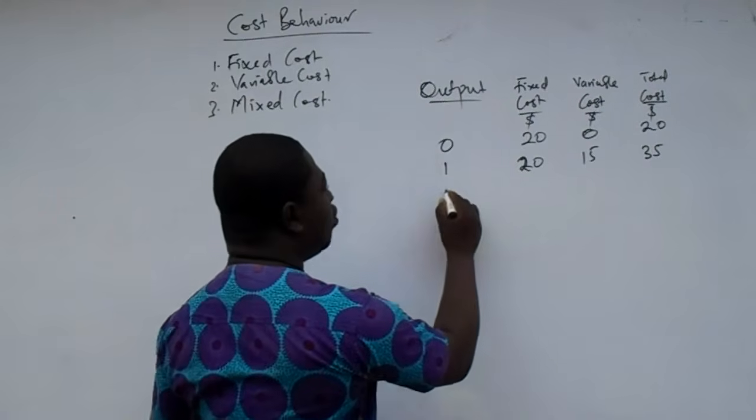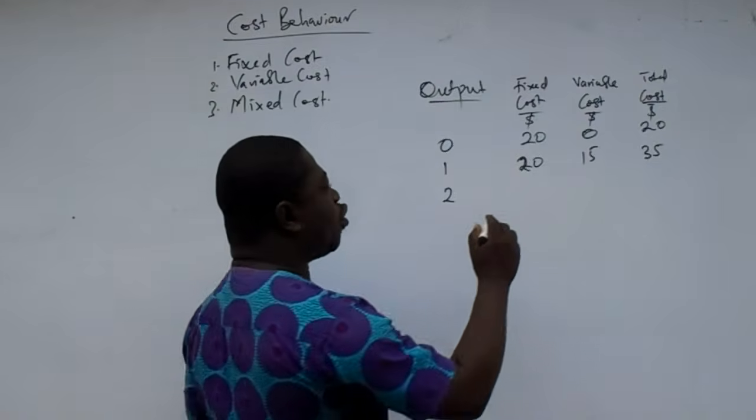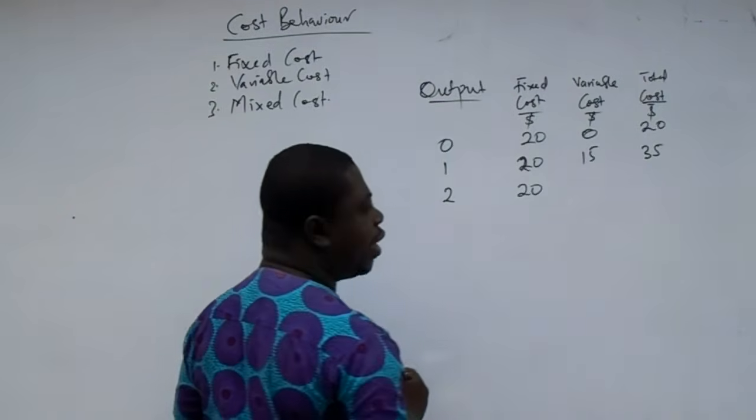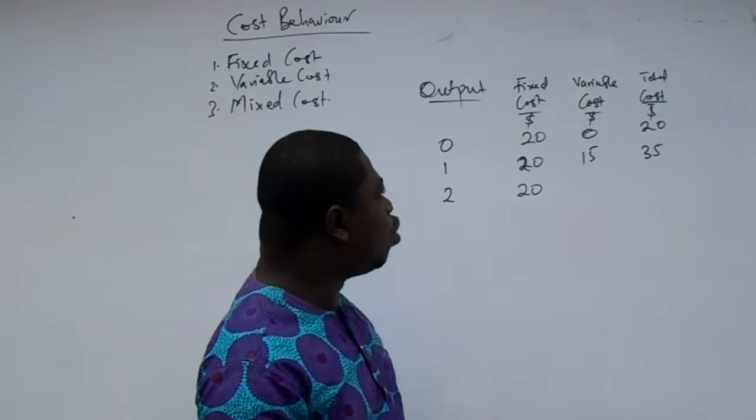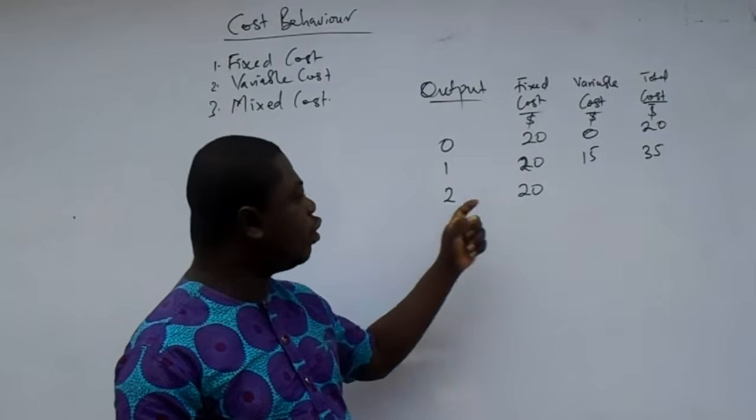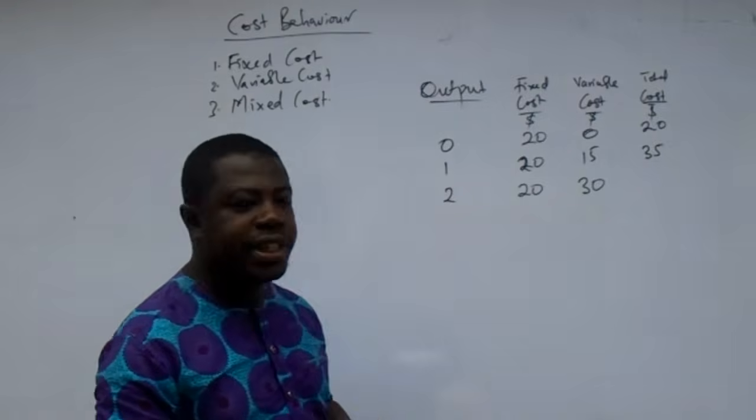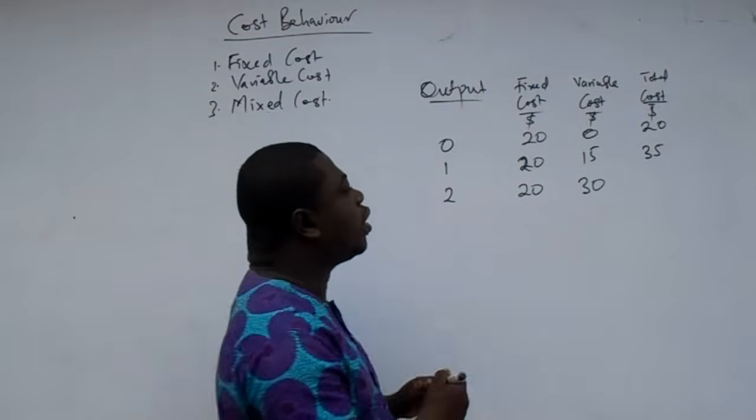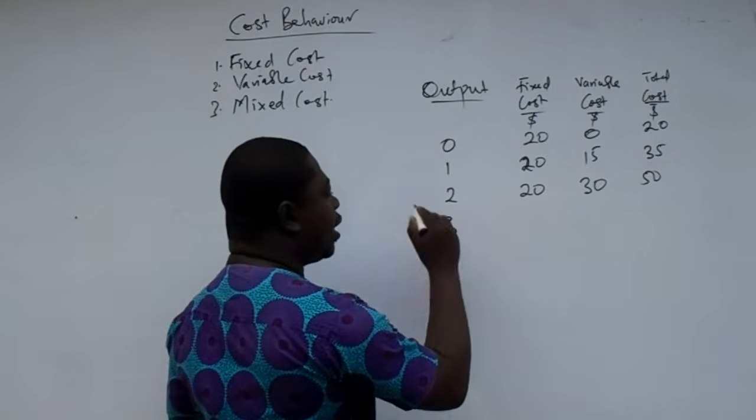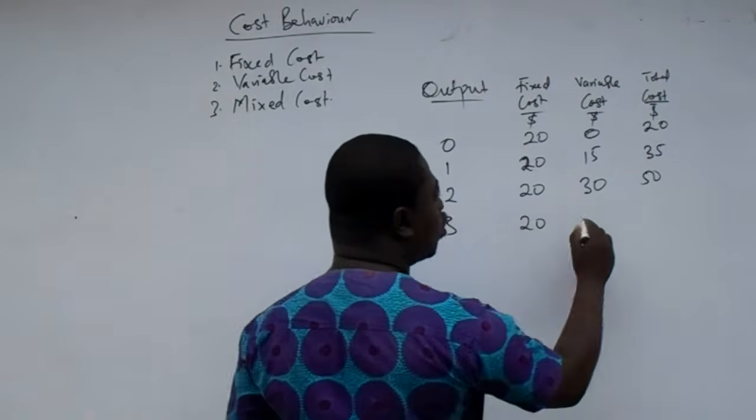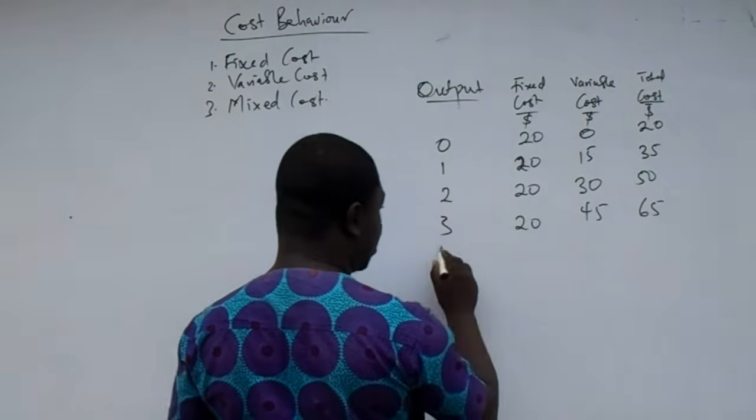Again, let us assume that they are now producing two units. Now with the 2 units, fixed cost remains the same once it's within the relevant range. Now I told you that variable cost per unit is $15, and so we multiply the $15 by 2, and then we have variable cost of 30 because it's increasing in proportion. And so our total cost now becomes $50. Then at 3, 20 for fixed cost, 45 for variable cost, and then 65 for total cost.